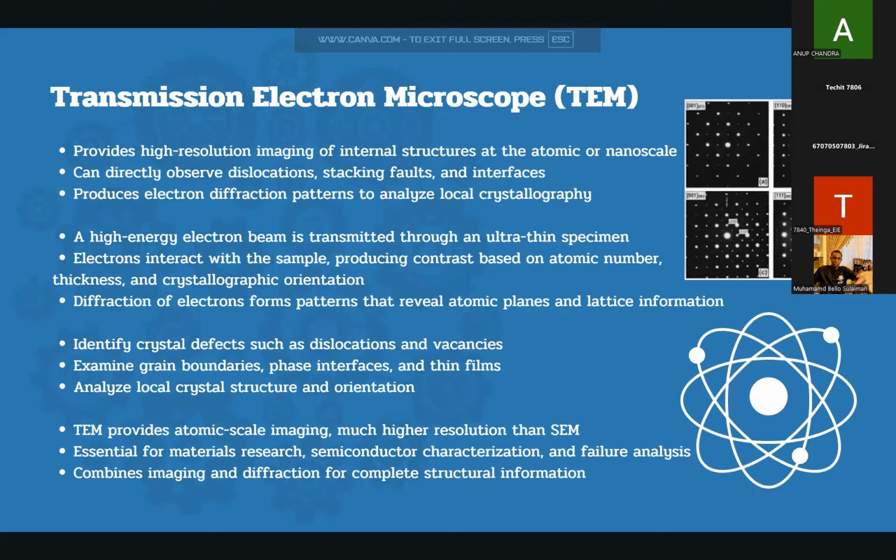The transmission electron microscope is basically like the scanning electron microscope, but instead of surfaces, this is used for the internal structure. It works like the earlier microscope, where they shoot the electron beam through an ultra thin specimen. From there, you can look at the crystal defects, the dislocations, and the vacancies. Next slide.